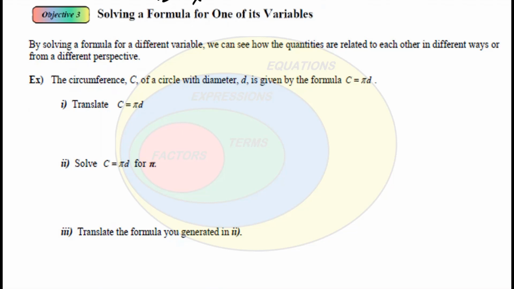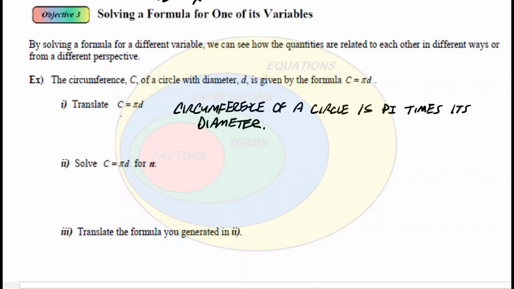So one of the relationships says that the circumference C of a circle with diameter d is given by the formula C equals pi d. So let's translate that again in English. When I translate this, it's basically reading the algebra, for what the quantities are representing. The circumference of a circle, that's C, is pi times its diameter.